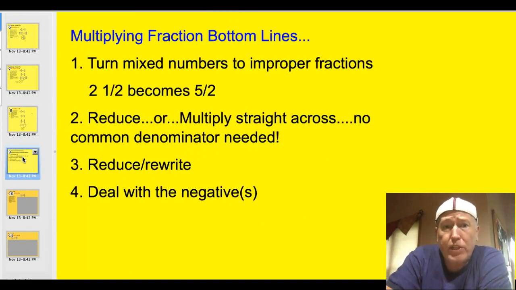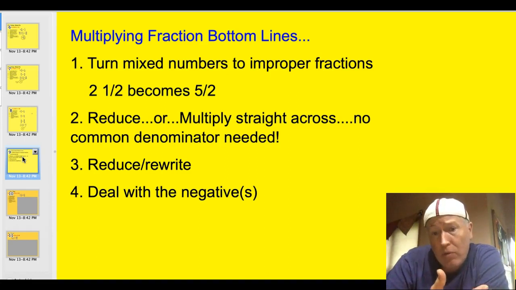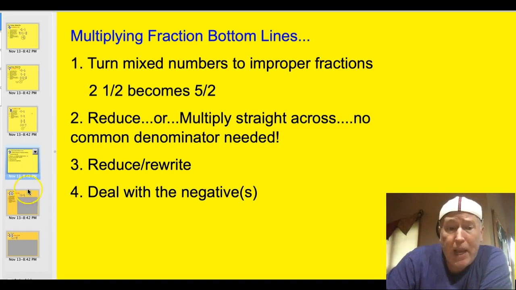All right, quick look at the bottom lines. You need to turn mixed numbers into improper fractions. I know you're going to try to do it the other way. It's not going to work. You need to reduce or multiply straight across. No common denominators needed here. All right, and then reduce and rewrite those, and then deal with the negatives at the end. Double check, even at the end, go back and see, are these both positives? Are they both negatives? How is that going to impact my solution?